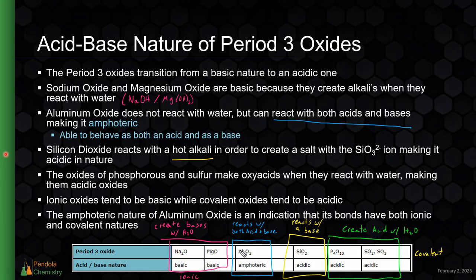You would think that the aluminum oxide, which is ionic, or which is amphoteric, which is ionic, would also be basic. But it's amphoteric because of something we discussed earlier in the year. Just like aluminum chloride, aluminum oxide has a bit of both.